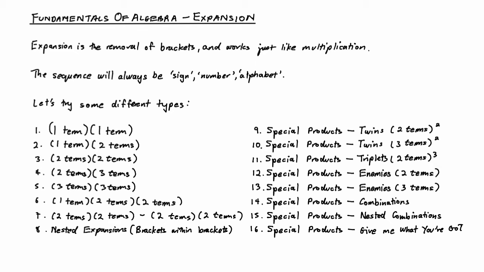What happens when you have one term times one term, or one term times two terms, or two terms times two terms, etc., etc. Before we go on to nested expansions, which are brackets within brackets. And then special products, what I call twins and triplets and enemies, and combinations of special products with nested expressions, and finally, give me what you've got. The most difficult one you can give me, right? And everything is done systematically: sign, number, alphabet, sign, number, alphabet.